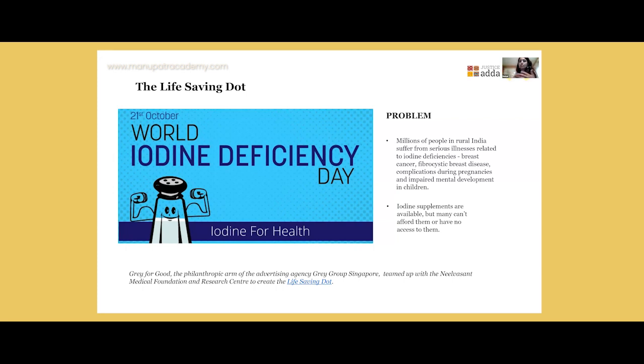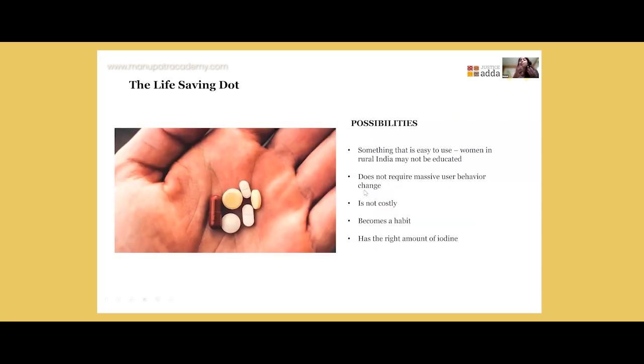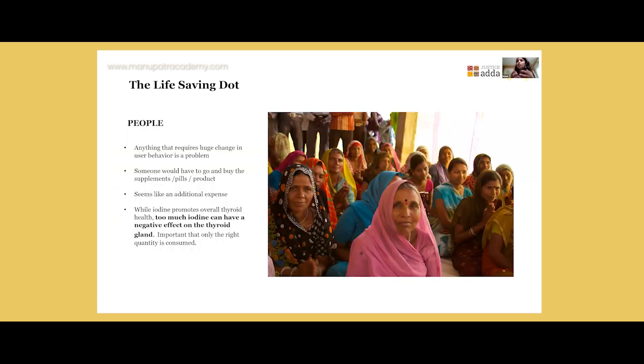So Grey for Good, which is a philanthropic organization, teamed up with a design thinking team to understand what they can do about this particular problem. And the first part of really delving deep into the problem was to understand the people. Who are the people in rural India, especially women, who are going through this problem?